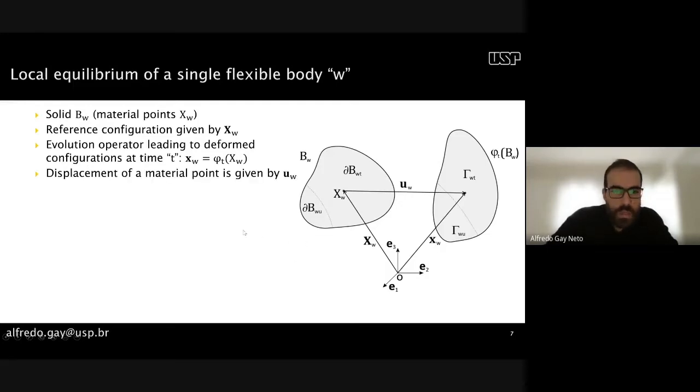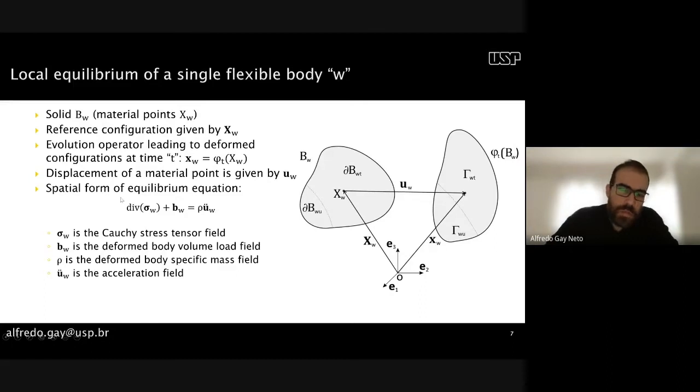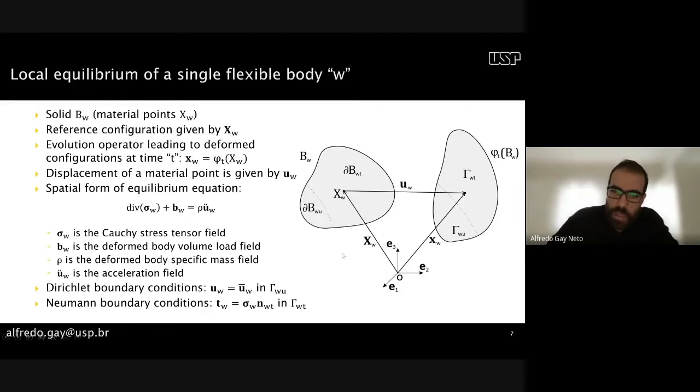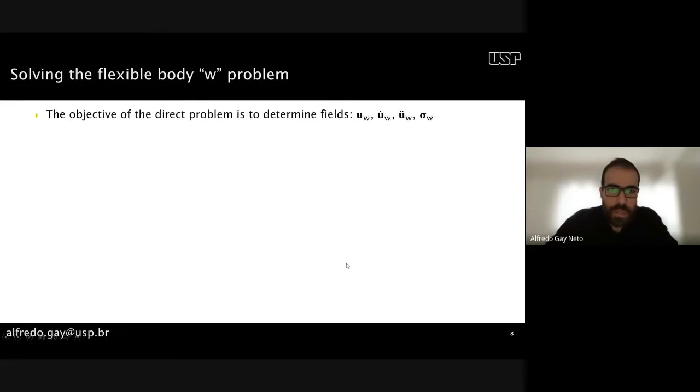Okay. So usually you can write, for example, the equilibrium equation in the spatial form. Here is a differential equation. I think all of you are familiar with this already. It's the divergence of the stress tensor, this is the Cauchy stress, plus the volume load field, equal to the specific mass times the acceleration field. So you can have this for each material point of your body. You also have the boundary conditions. You have Dirichlet boundary conditions in one region of your domain, and also the Neumann boundary conditions. As usual, this is something very classic.